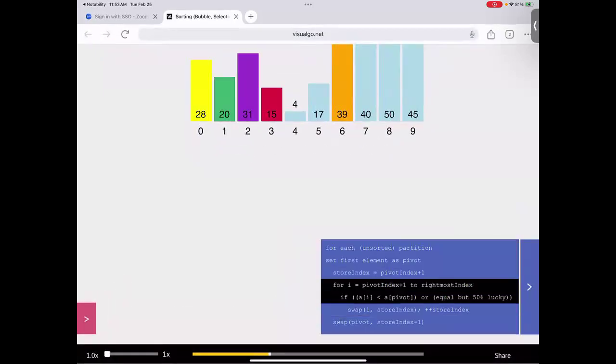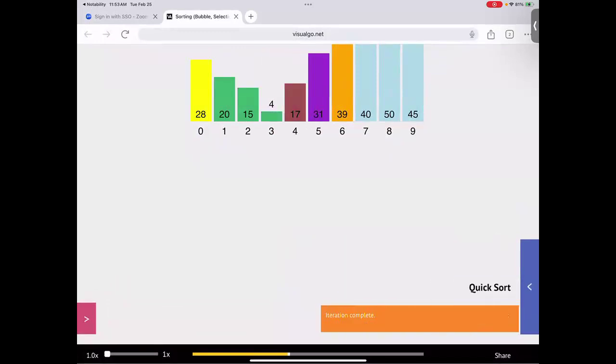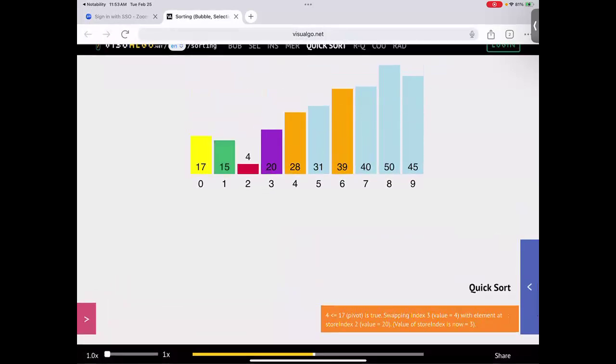There should be a way to pause it, but I can't remember now. Pause. No idea. Anyway, we can see that the different colors are representative of what we're currently looking at. The yellow is always the pivot.